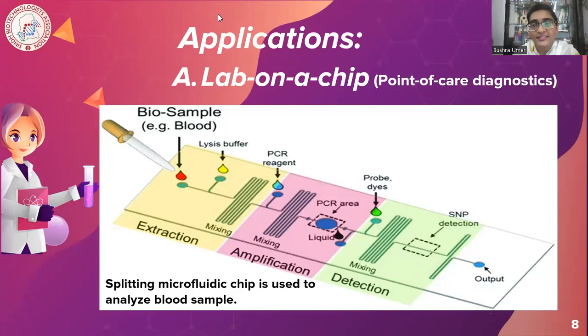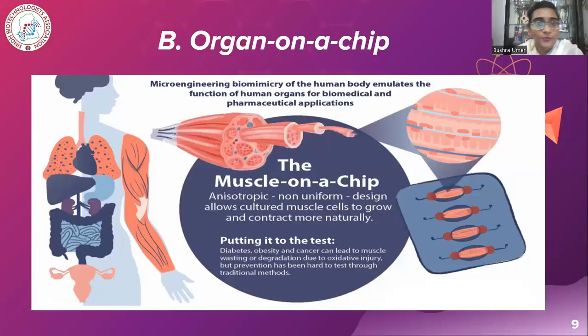The next is another interesting application of microfluidics, which is organ on a chip. Particularly, we took the muscle example in this regard, and why use it? As I mentioned, diabetes, obesity, and different types of cancer can cause wasting of the muscle. Wasting means that there is a degradation in the strength of a muscle due to a disease.